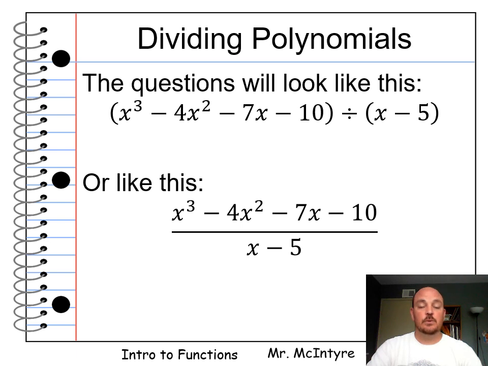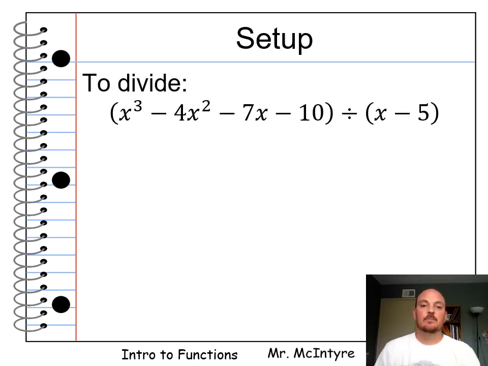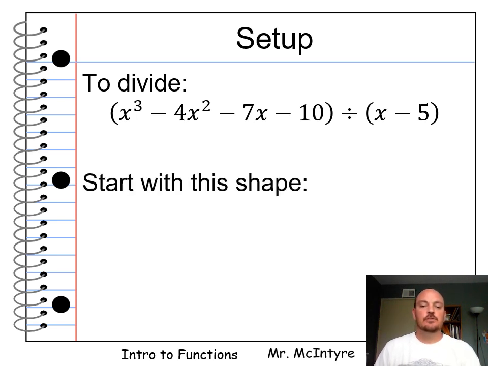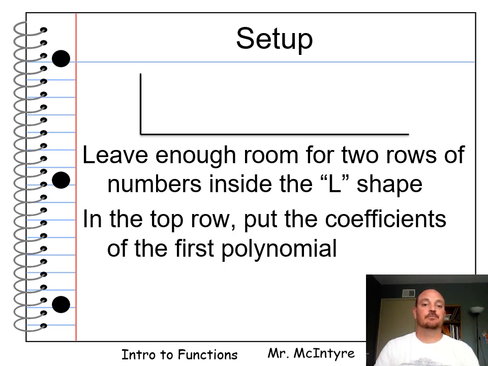So once you realize you want to do synthetic division, here's how you would set it up. Let's say we wanted to do this question right here. So we're going to start off with this shape. It's kind of like an elongated L shape. And we're going to use the numbers from the question to fill it in. So the first thing I want you to do when you write out that L shape, make sure you leave enough space for two rows of numbers inside the L.